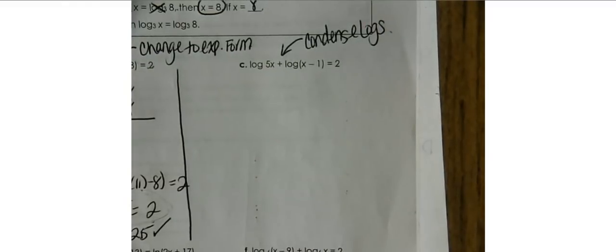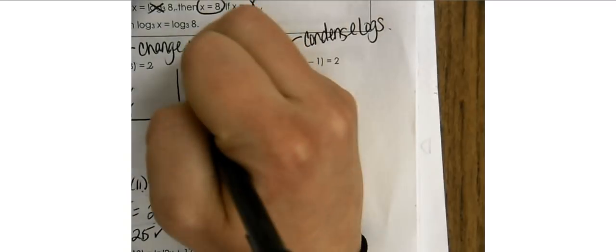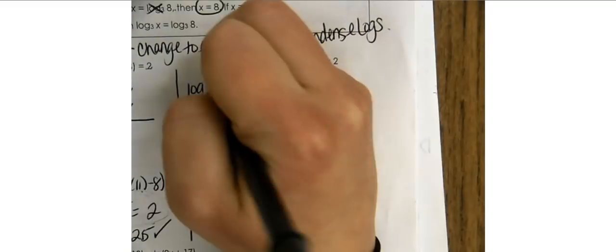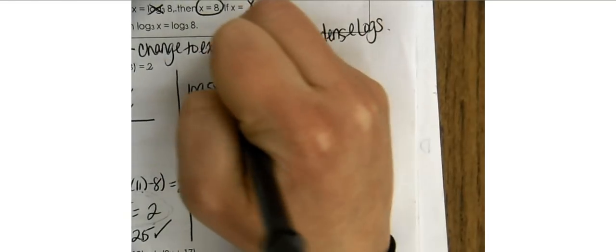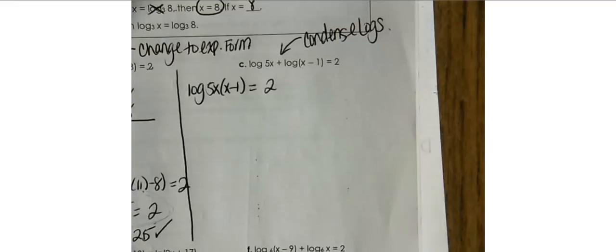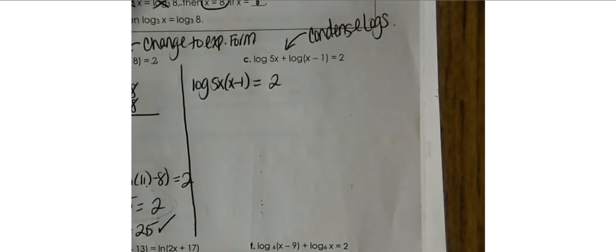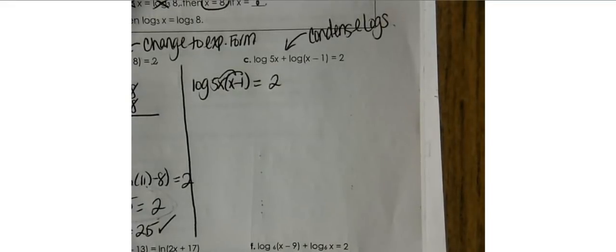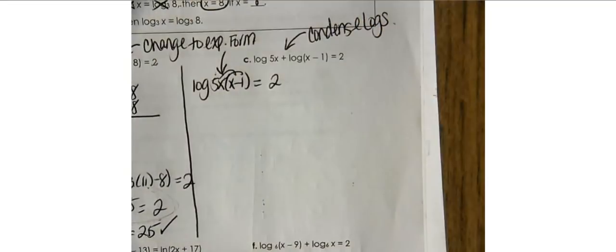So when you condense your logs, we know that if 2 logarithms are separated by addition, we're going to use multiplication in order to condense. So this is going to be log of 5x times x minus 1 is equal to 2. So now that we have this as a log alone, and there's nothing for us to really do at this point, other than to maybe distribute the 5x to each term if you want, we need to change this to logarithmic form, or change this to exponential form. So that's exactly what I'm going to do.